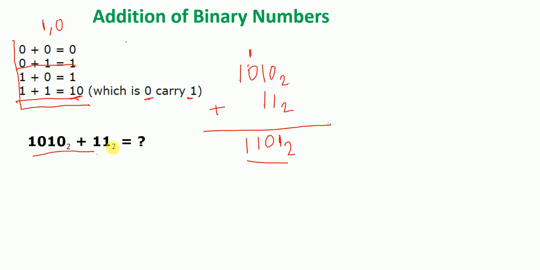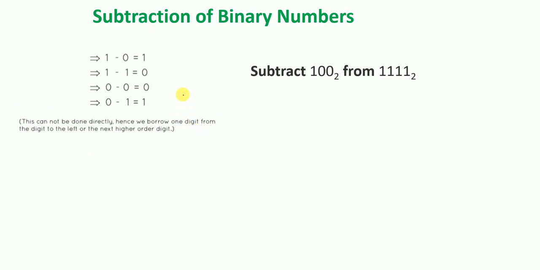Now let's go to the subtraction of binary numbers. The rule is that 1 minus 0 is 1. This is really important. 1 minus 1 is 0, which is another important point. 0 minus 0 is also 0, and 0 minus 1 is equal to 1.